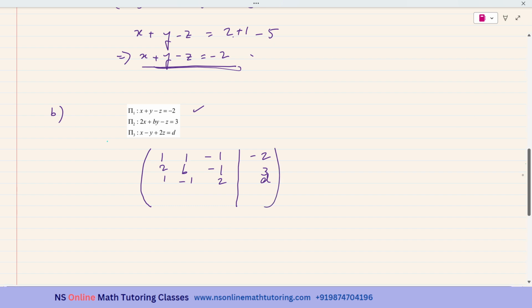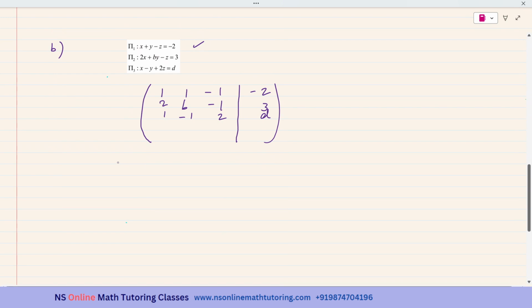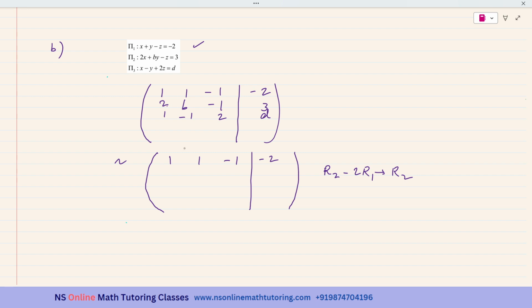Okay. So this is equivalent to, this time I'll be leaving one line in between. So 1, 1, minus 1, the first row, I'm keeping it as it is. And the operation that I am doing, I want to get this as 0. So I'll be taking R2 minus 2 R1 as R2. This is the row operation that I will be doing.